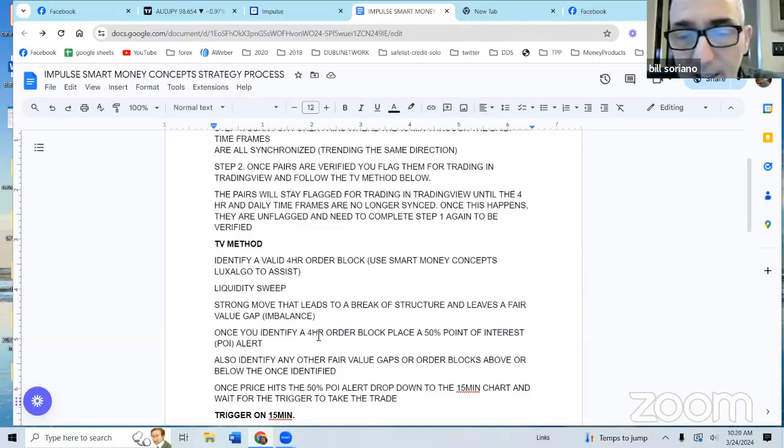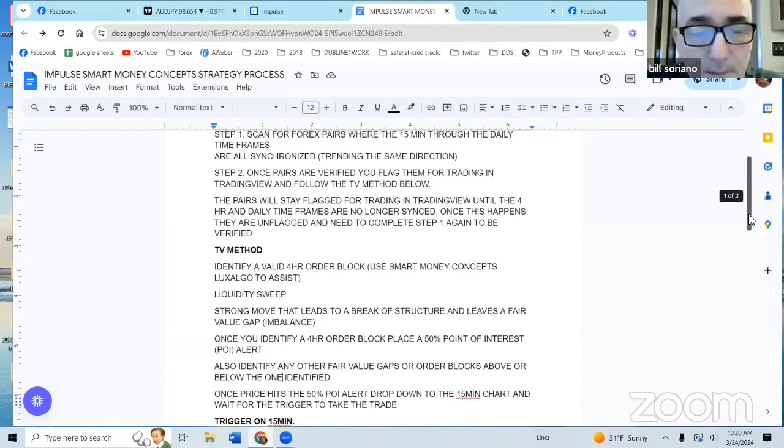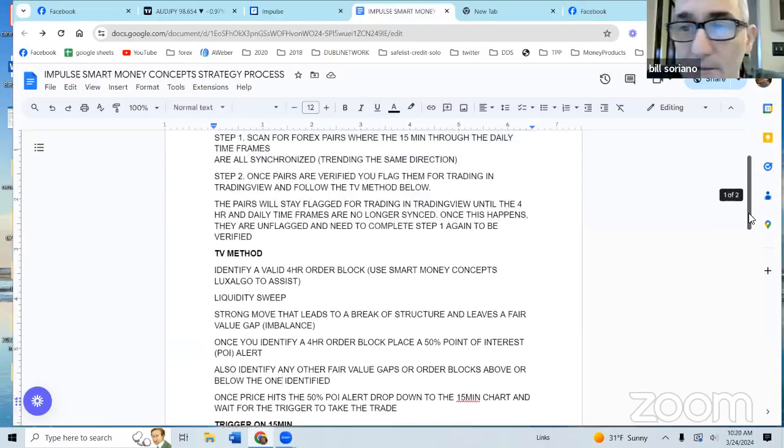Once you identify a 4-hour order block, you place a 50% point of interest alert. I'll show you how to do that, and I'll show you where that is on the chart. You also identify any other fair value gaps or order blocks above or below the one identified. Once price hits that 50% point of interest alert, you drop down to the 15-minute chart and wait for the trigger to take the trade. So we're not going to worry about that part today, but we are going to identify the order blocks.